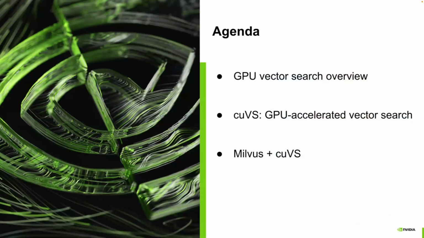I'm going to go through 3 main topics today. I figure I should introduce the library that we've created specifically for vector search at NVIDIA, and then I will dive into our Milvus integration with our library. But first, I'm going to give a brief overview of the GPU and what vector search is. I can skip parts of this if everybody's already familiar with it.